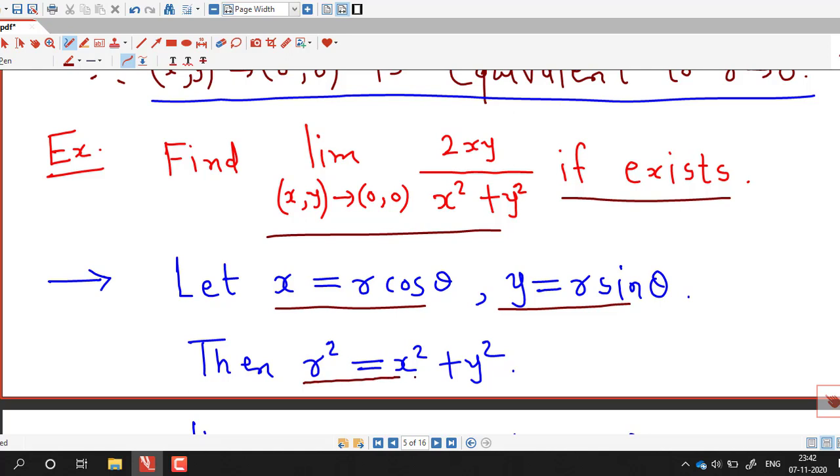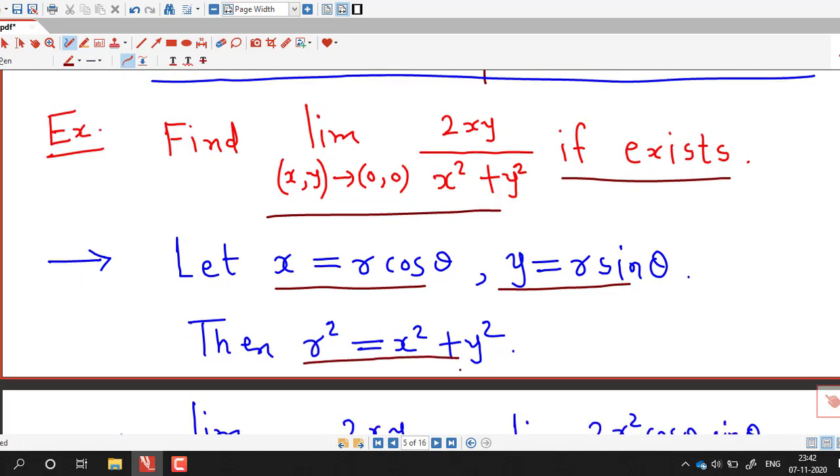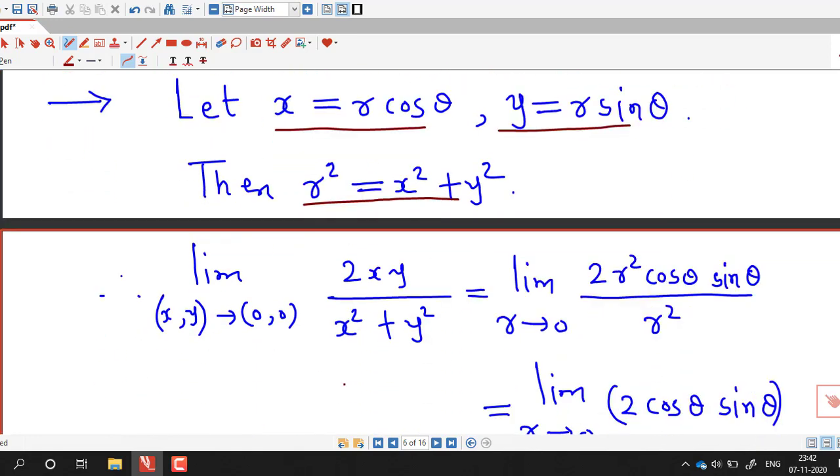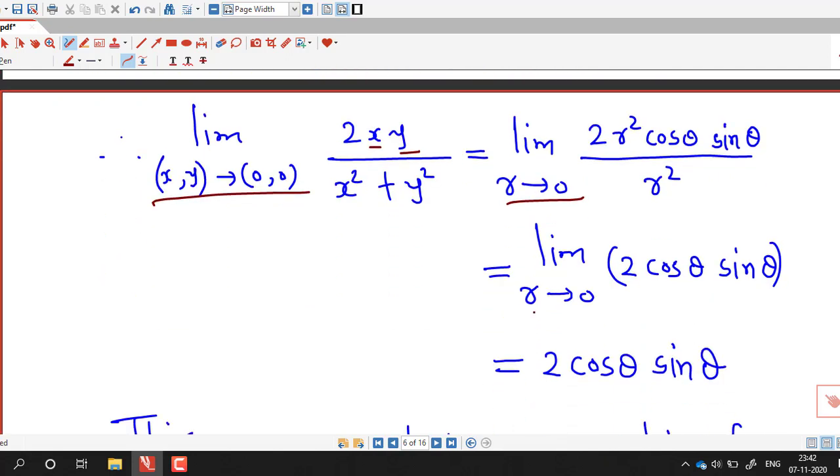Then r square is x square plus y square, as we discussed. So (x, y) tending to (0, 0) can be replaced by r tending to 0. And we replace x by r cos theta, y by r sin theta. So this will be converted into 2r square cos theta sin theta, and x square plus y square is replaced by r square. Because r is non-zero, r square is also non-zero, so we can cancel out r square, because r is going near to 0, but r will never be equal to 0.